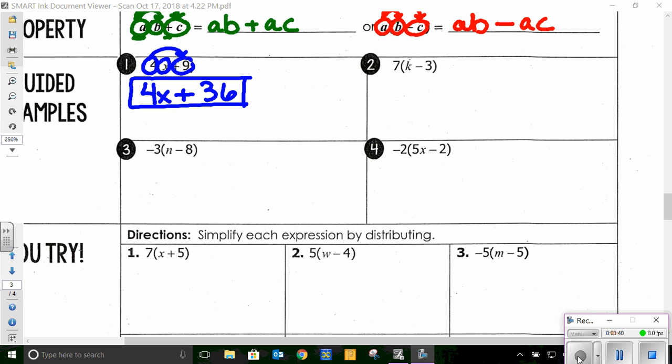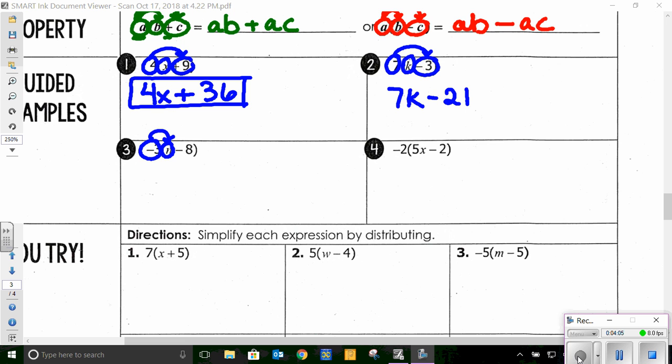All right, now I have 7 times k. Again, positive times a positive is positive 7k. Then I have a positive times a negative on this one. So that's negative 21. 7 times 3 is 21. The next one here, I have a negative to distribute. Again, still another reason why I like to circle my terms. This is a negative 3 going to a positive n right there.